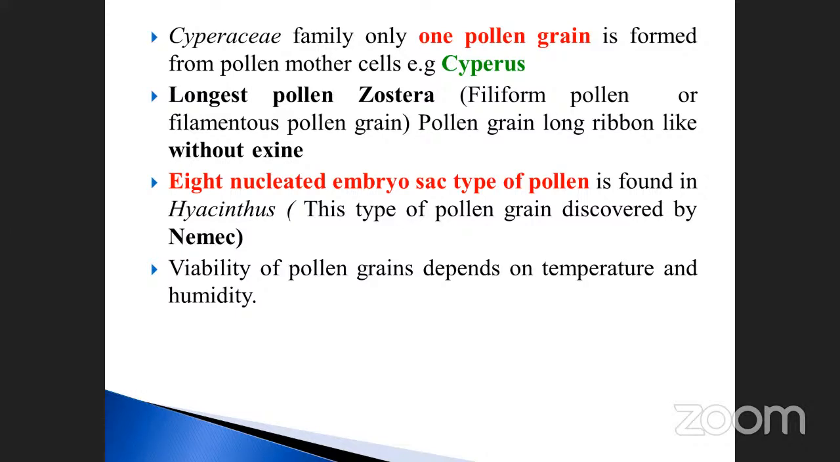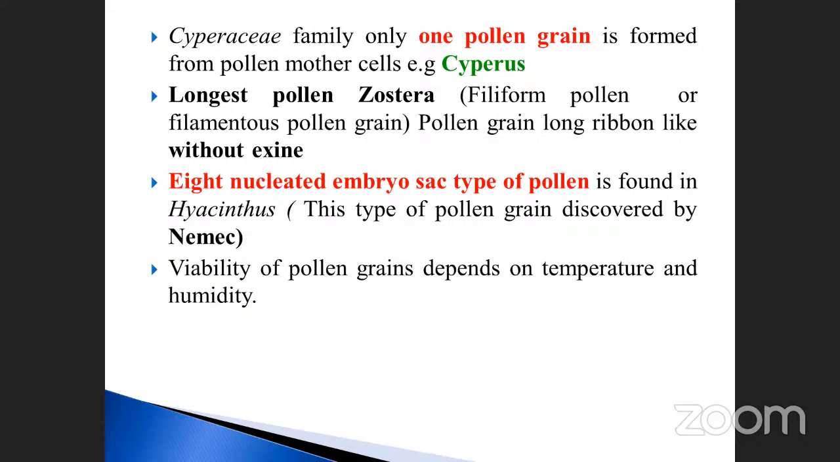This was also asked once in the NEET question paper. What are the given examples of the 8 nucleated embryo sac type? Hyacinthus. This type was first discovered by the scientist Namak, and they may also give some other alternative forms. You have to answer correctly.